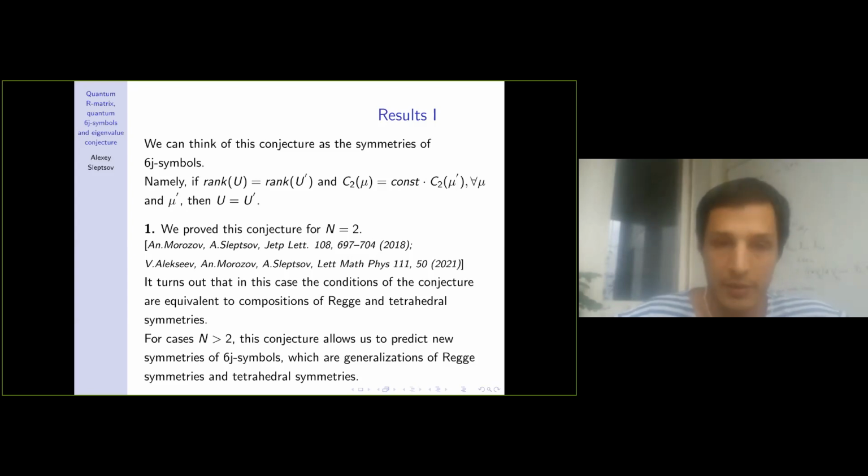For higher ranks, this conjecture is open at the present moment, but we managed to use it to predict new symmetries of 6j symbols, which are completely unknown, I mean, beyond those which I discussed already. And these symmetries, in some sense, will be generalizations of Regge symmetries and tetrahedral symmetries.